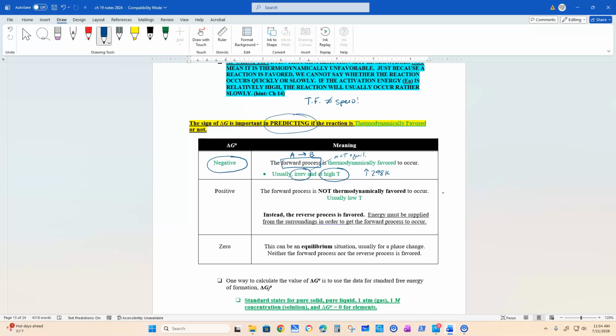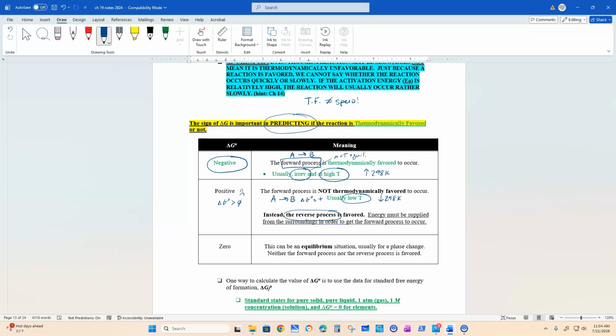If it does come up positive, which is not what we're looking for, okay, that means our delta G value would be greater than 0. The forward process is not thermodynamically favored. So A makes B, and when we calculate delta G, it would be a positive value, okay? Usually occurs at very low temperatures. So something usually lower than 298 degrees, 298 Kelvin. How can we get it to be thermodynamically favored?